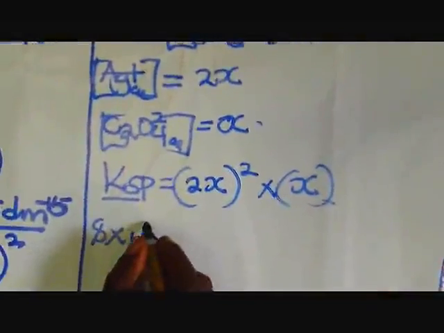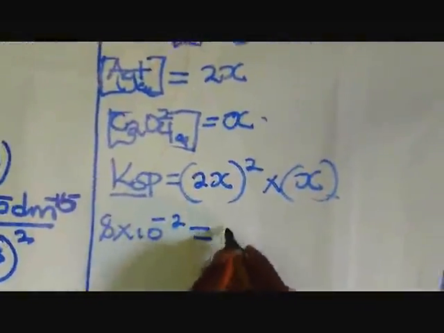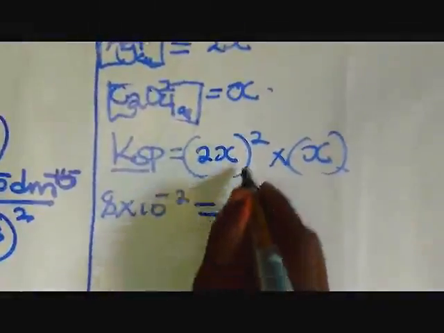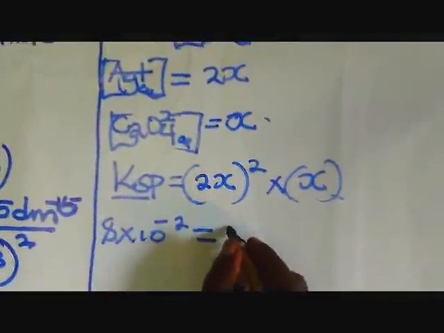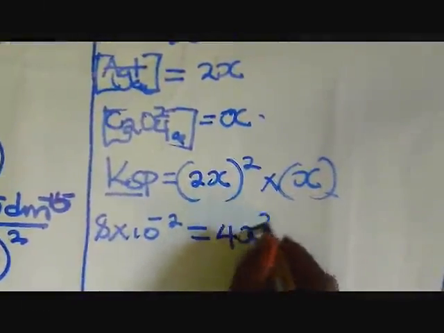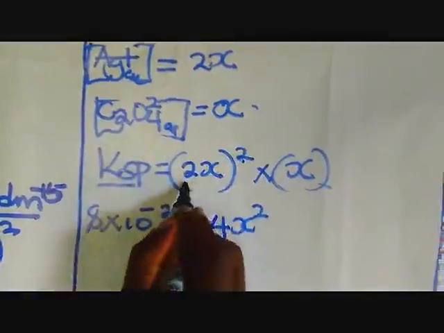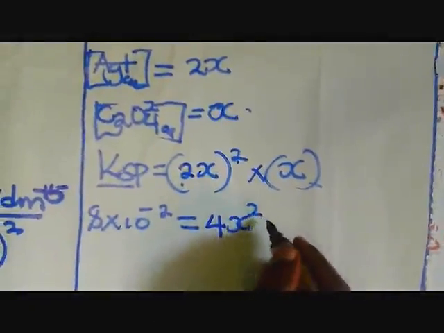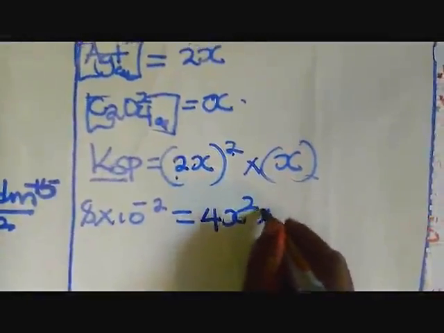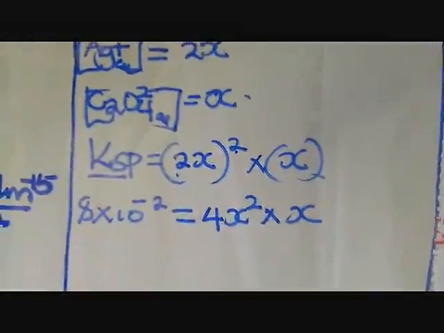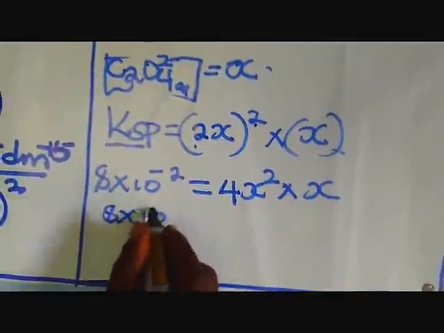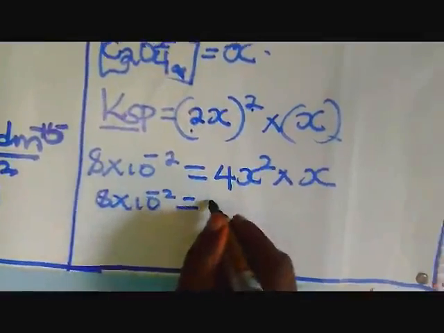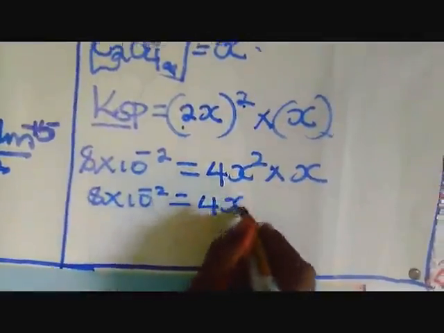So we shall say 8 times 10 to power negative 2 is equivalent to this now (2x) to the power 2, and this one is going to give us 4x squared because of this 2 times this 2. So we are seeing now times again x. So we are going to arrive to our answer as 8 times 10 to the power negative 2 is equivalent to 4x cubed.